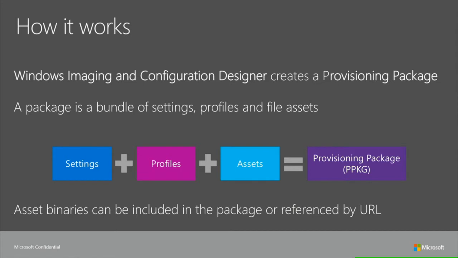antivirus is on, and certain things that you may want to restrict, like some of you might want to disable the camera and so on. Profiles would be Wi-Fi and VPN profiles, and assets would be any files that need to be part of that configuration. For example, certificates, applications, wallpapers, images, any of that kind. So you use this tool to create this package.